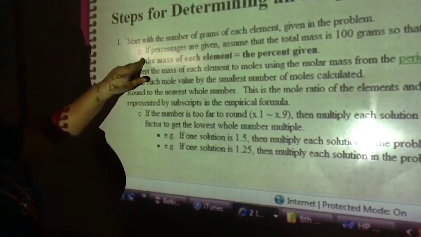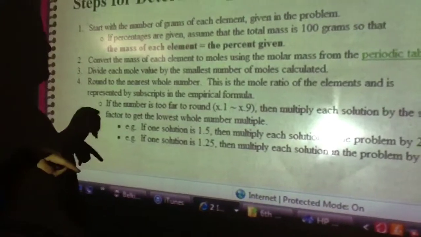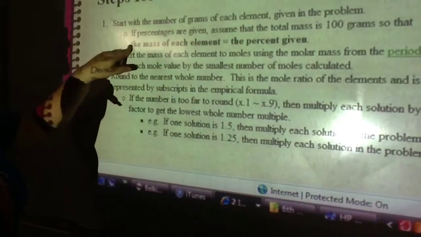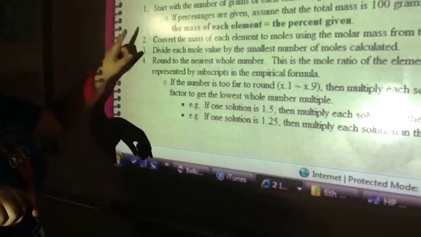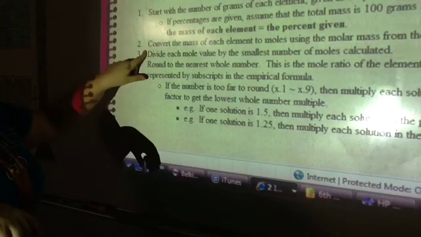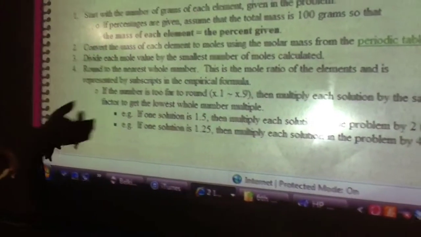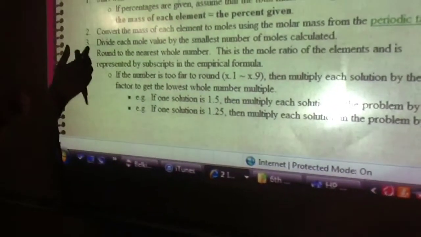But in some of them, they're going to give you percentages, and you're going to assume that the total mass is 100 grams. So I'll explain that to you in the second example, and then after that, you're going to convert the mass of each element using the moles. So basically, we can do stoichiometry, getting the moles and turning them into grams, and that's basically it.